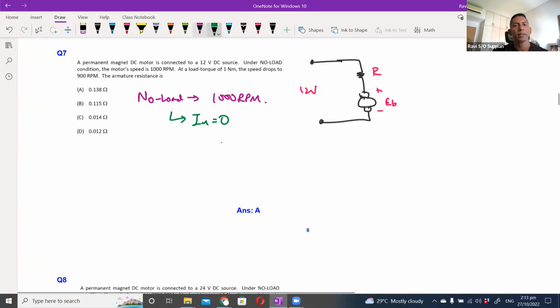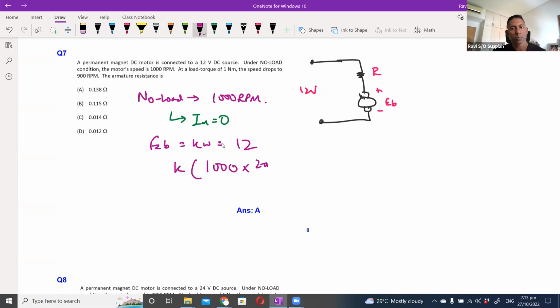So EB, you can say that EB will be equals to K omega, which is actually equals to 12. With that you can go ahead to find K. So omega is 1000 RPM. So you convert it to 2 pi over 60 equals to 12. So you'll find that K is 0.1146. Okay, so that is the first step. You find this K value.